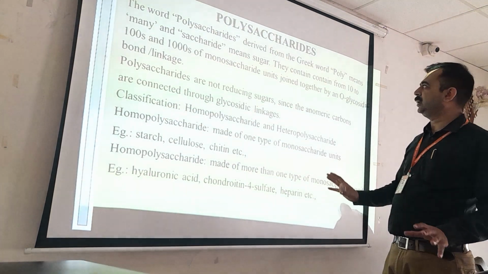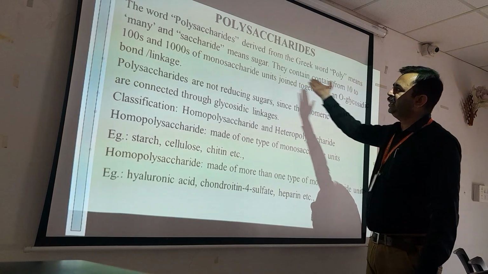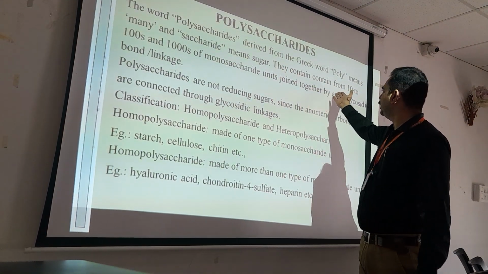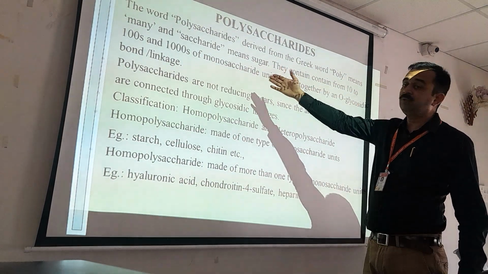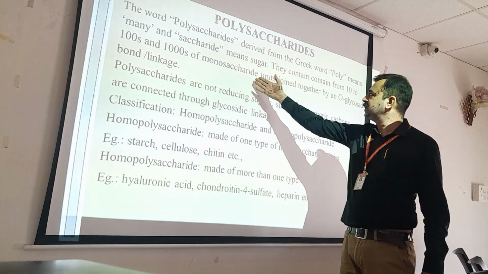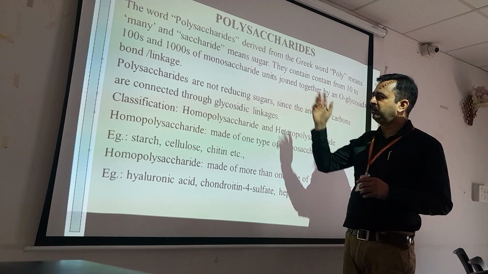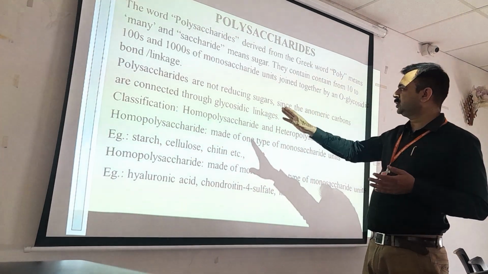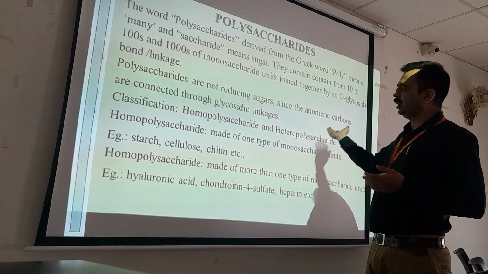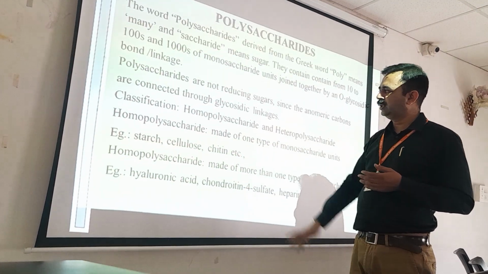Polysaccharides. Poly means many. It means many saccharide or sugar molecules. They contain from 10 to 100, even 1000 monomeric or monosaccharide units joined to each other with the help of glycosidic linkages. Polysaccharides are not reducing sugars since the anomeric carbons are connected to glycosidic linkages.